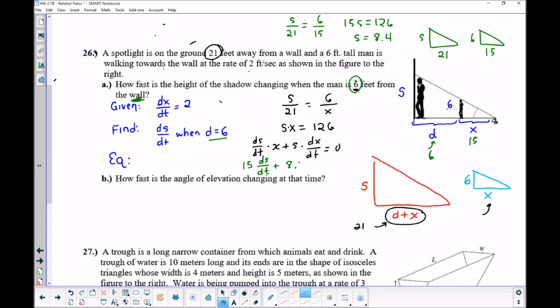So this is 8.4, and the dx/dt is going to be 2 times 2, and then set that equal to 0. So basically, if you take 16.8, yep, that's what that is, 16.8, subtract it over and divide by 15, you're going to be looking at a correct answer. That would be a correct answer.